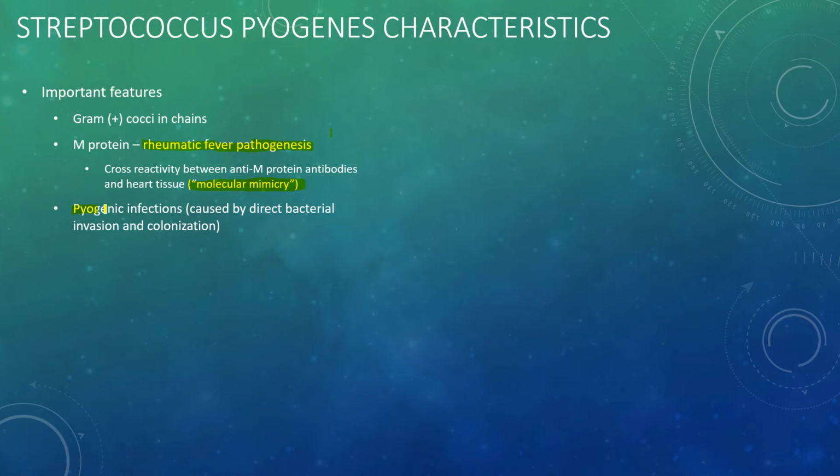Another important thing is pyogenic infections. So these are pyogenic, meaning they're purulent, full of neutrophils and pus, and they're caused by direct bacterial invasion and colonization. So what are some examples of infections caused by direct invasion and colonization? Pharyngitis, exudative pharyngitis, cellulitis, impetigo, erysipelas. These are all caused by Streptococcus invading into an area where it's not supposed to be and then colonizing that area.